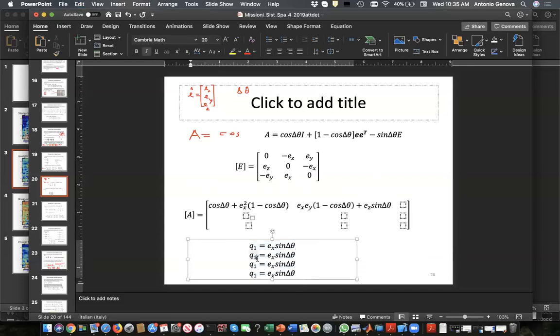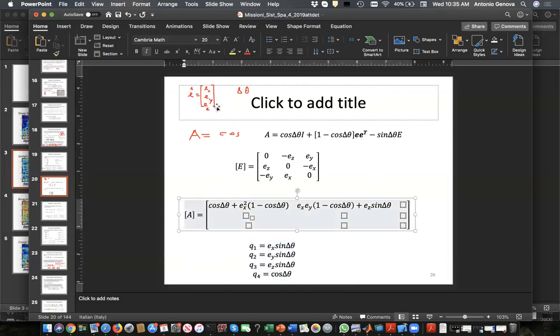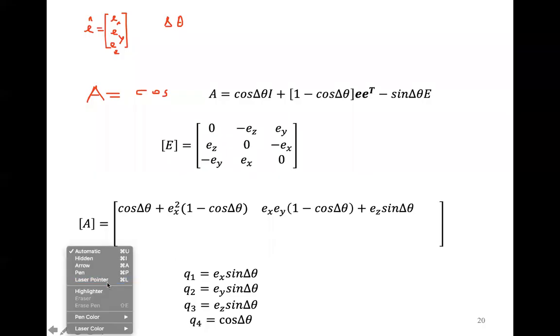So you will have Q2, Q3 equal to Y and Z. And here will be only cosine of delta. So basically, if you take this expression of the matrix as a function of the instantaneous axis of rotation, you can build this matrix as a function of delta theta and the elements of the instantaneous axis of rotation.